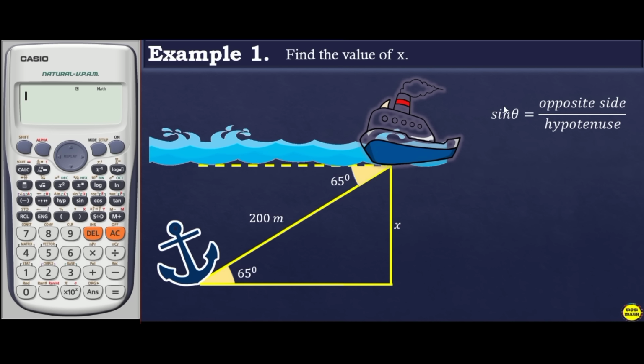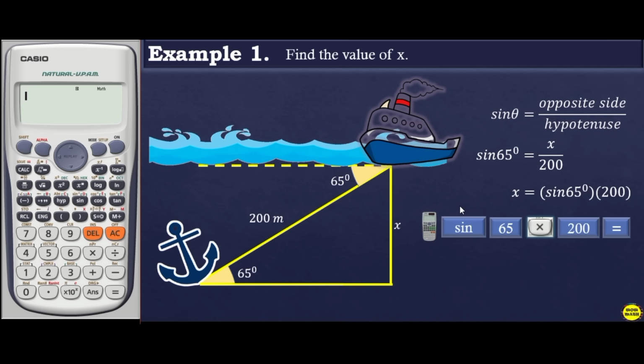So, we have sine theta is equal to opposite side over hypotenuse. Now, what is your sine theta? Ano yung angle mo? We have sine 65 degrees. Now, sine 65 degrees is equal to, substitute natin, what is your opposite side? X. What is your hypotenuse? 200. So, by cross multiplication, we can now have x is equal to sine 65 degrees times 200.